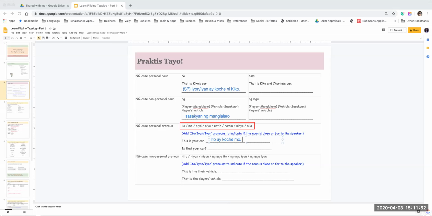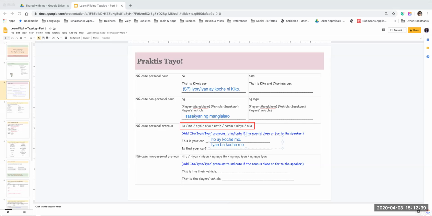All right. Now next, what about is that your car? Ito ba? Would you say that is the focus, right? Yes, and we use that, not this. If you say this, then it's ito. Okay. Iyan. Yan. Yan ba? Koche mo? Yes. Koche mo.